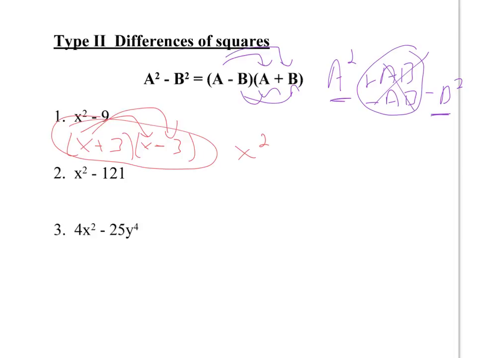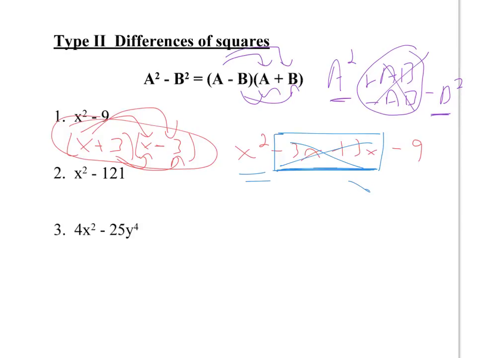But x times x is x squared. x times negative 3 is negative 3x. 3 times x is positive 3x. And positive 3 times negative 3 is negative 9. What happens to my middle terms? Minus 3x plus 3x, those cancel. They go away, kind of like me at the party. They go away, and I'm left with x squared minus 9.